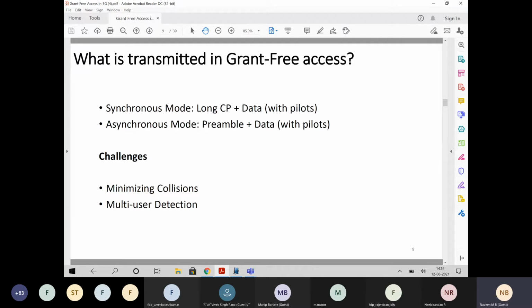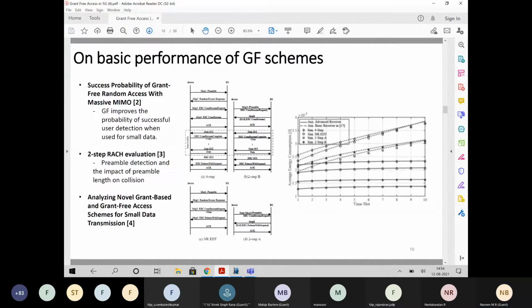So we can safely assume that you are off by 40 to 50 samples, and that's why you have to go for asynchronous mode. So that's why I'll be discussing more on the asynchronous mode. Among these two modes, this is the tougher one. If you can solve this problem, you can replace the preamble with a long CP and solve that problem very easily. And as I told before, the main challenges are minimizing collisions. What if two users pick the same preamble? It will collide. And how to do multi-user detection. These are the main challenges.